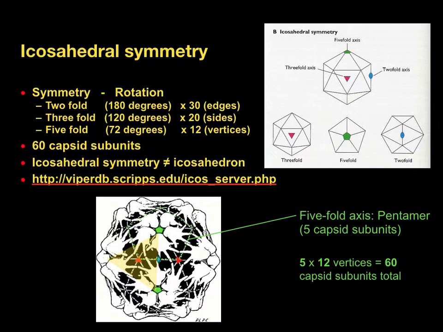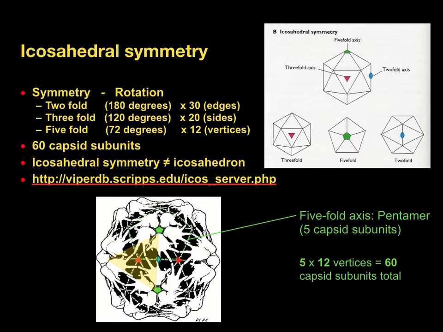So let's talk a little bit about icosahedral symmetry. Here is an icosahedron, and we find different axes of symmetry in this structure. Let's start with the fivefold axis. That would be the vertices of the icosahedron. So if you rotate this 72 degrees, that is basically 360 divided by 5, you find the same image.